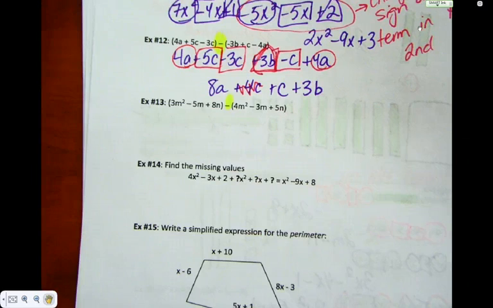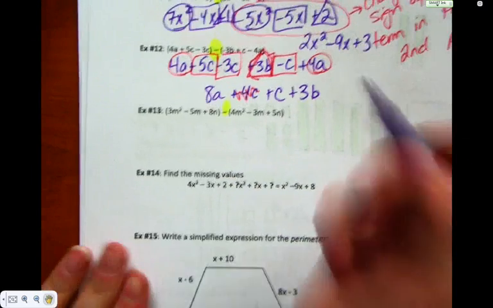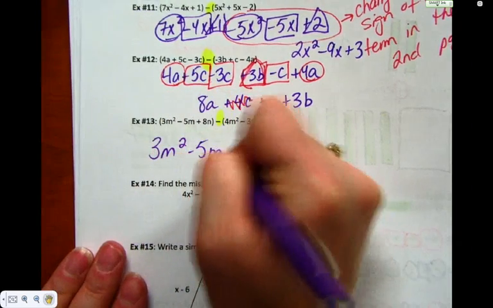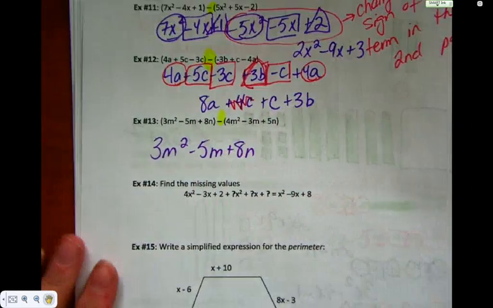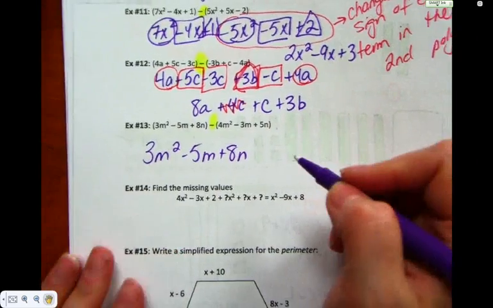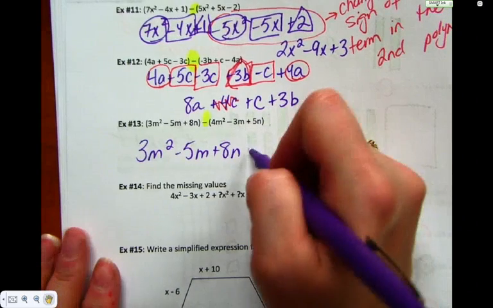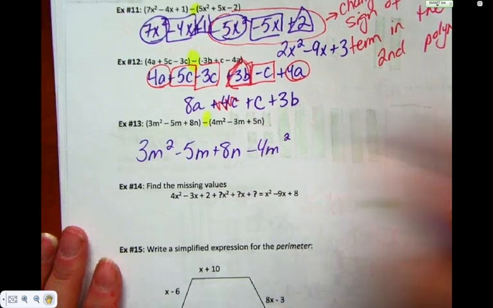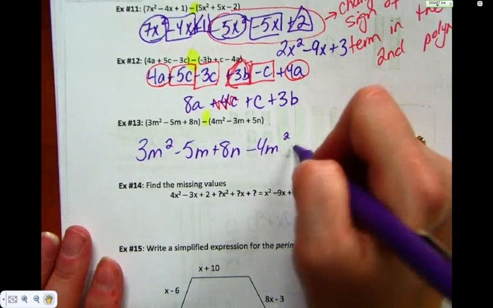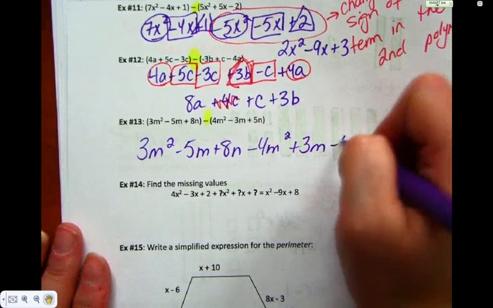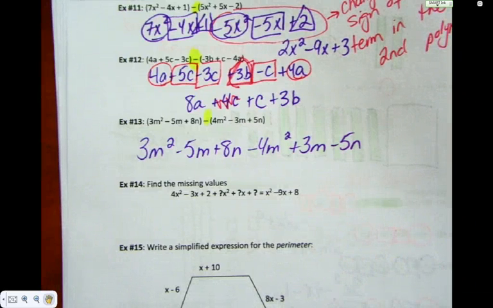What do I do with the first polynomial? Just copy it. What do I do with the polynomial following that subtraction sign? Flip it, so change all the signs. So 4m squared becomes minus 4m squared. Minus 3m becomes plus 3m. 5n becomes minus 5n. Why do we flip the second one? Because it's subtraction. When it's adding, we don't do that.